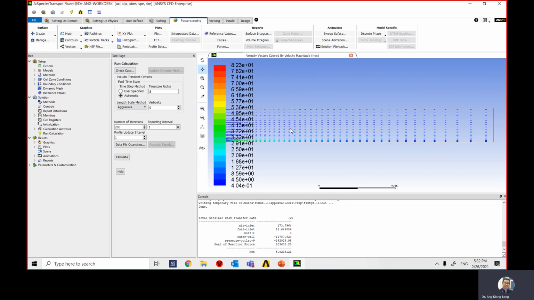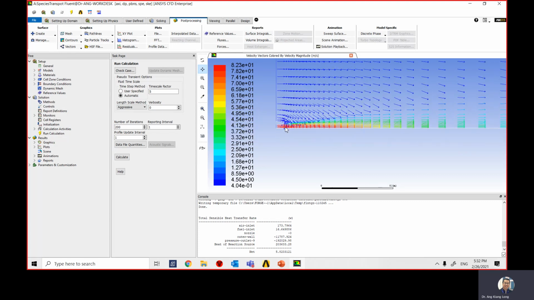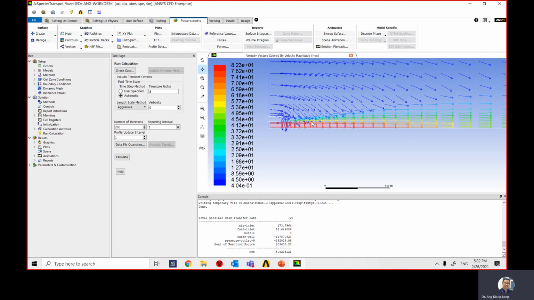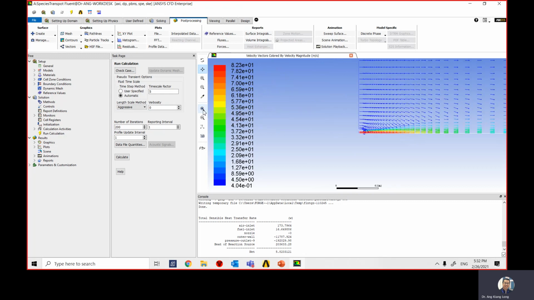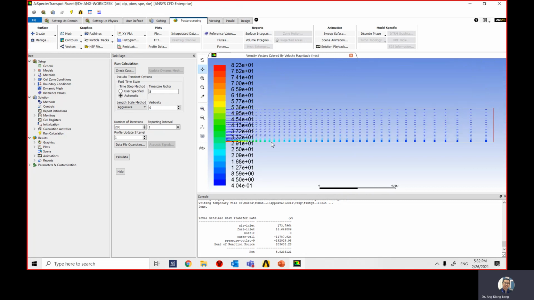So in this case, you have a maximum velocity in your methane inlet over here. The maximum can go up to 82.3 meter per second over here. The minimum is 0.4 meter per second, which is for the air here. Then after the mixing of the methane and air, something will happen to the velocity over here. So this is how we do the setting for the velocity vector.